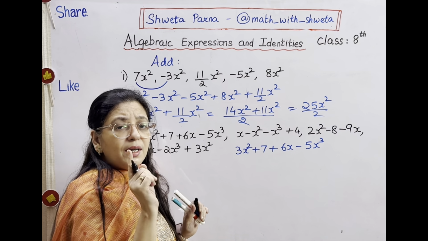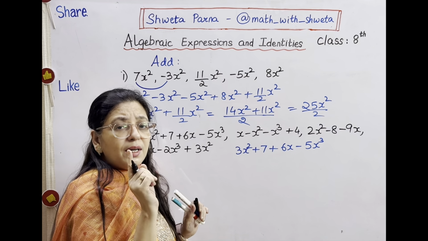the vertical method. So first let's write the expression 3x square plus 7 plus 6x minus 5x cube. This comma you have to remove it. So you are adding it, so it will be plus x minus x square minus x cube plus 4. Here comma it will be plus 2x square minus 8 minus 9x comma, so it is plus 4x minus 2x cube plus 3x square. Whichever method you do, children, the answer will remain the same.